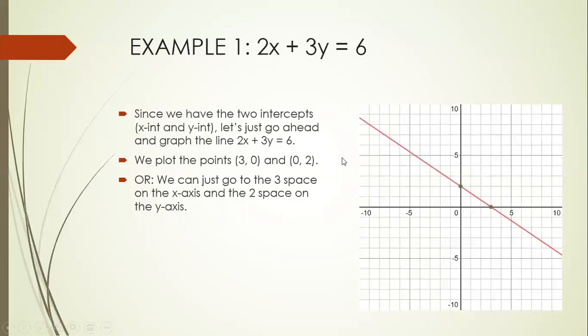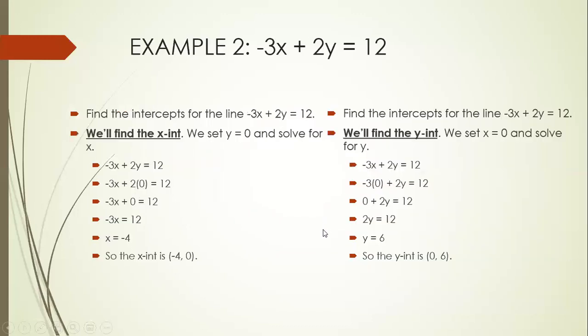Okay. Let's do a second example. Negative 3x plus 2y equals 12. To find the x-intercept, we said y equals 0. We solve for x. So I'm going to pass through all the steps real quick. We get x equals negative 4. The x-intercept is negative 4, comma 0. Why? Because you can't just have negative 4. It's got to be negative 4, comma 0. If you say negative 4, comma anything else, it's not right. Negative 4, comma 0, that's the x-intercept.